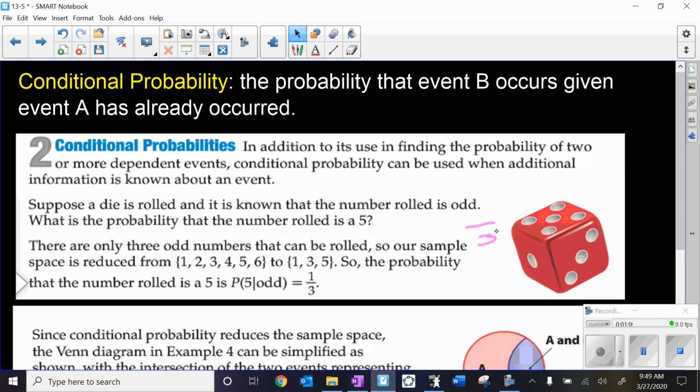Now, what is the probability that the number rolled is a 5? Well, there's only one 5. So the probability now is 1/3 instead of 1/6.